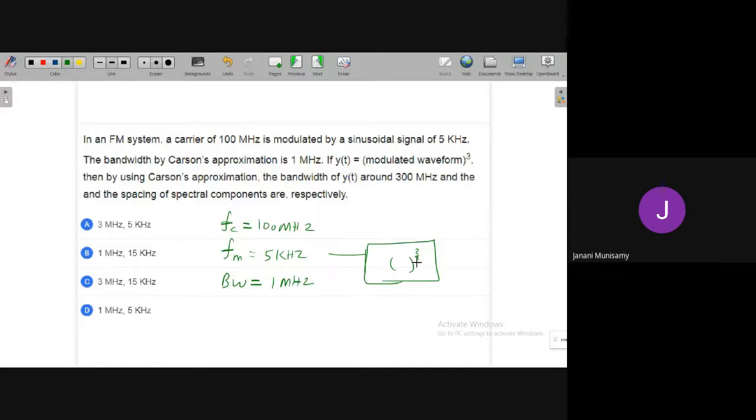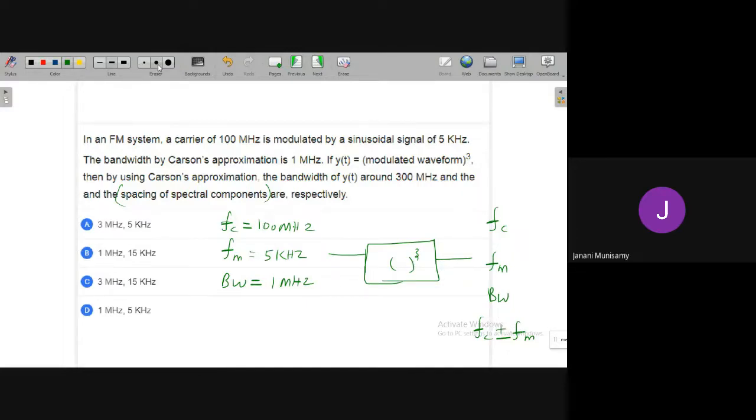I have already said what to do with a multiplier with a factor of 3. Now at the output we will have some signal. Their question is what will be FC, what will be FM, what will be the bandwidth at the output. But specifically they are asking mostly about the spacing between the spectral components. That is FC plus or minus FM, that is the spacing between the spectral components.